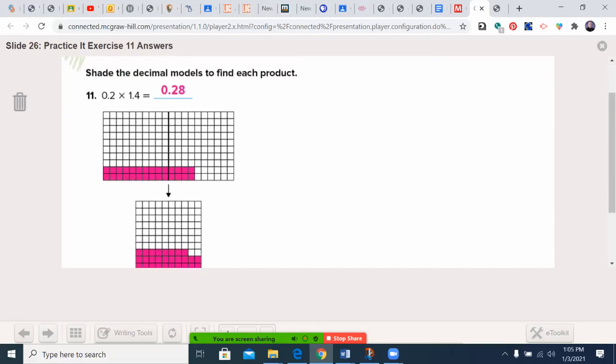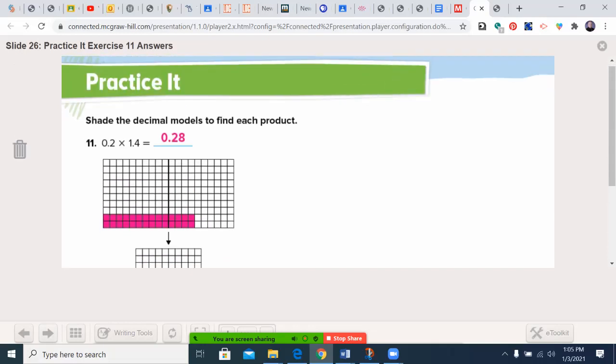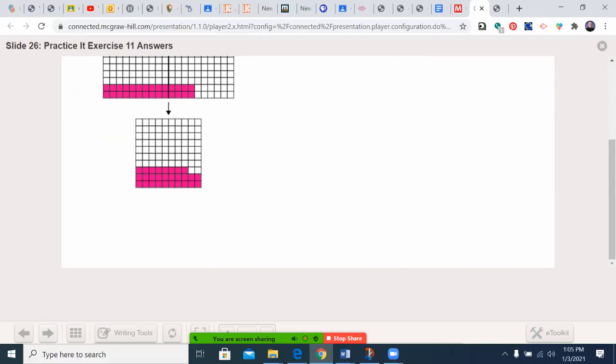0.2 times 1.4. So 2 up, 1 whole and 4 tenths over. 2 times 14 is 28. There's 1 and 2 decimal spots, so we come over 1 and 2. So it is 0.28. I took my 10, and there were 8 blocks on this one. And you can see they're right there. And we got 0.28.